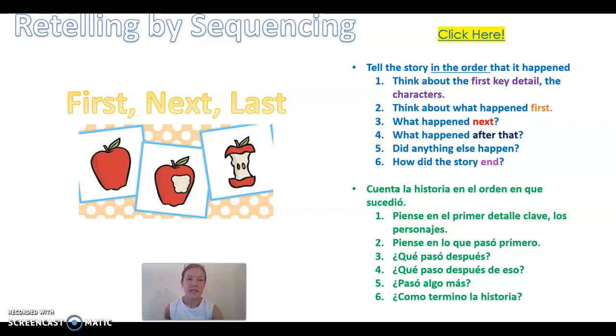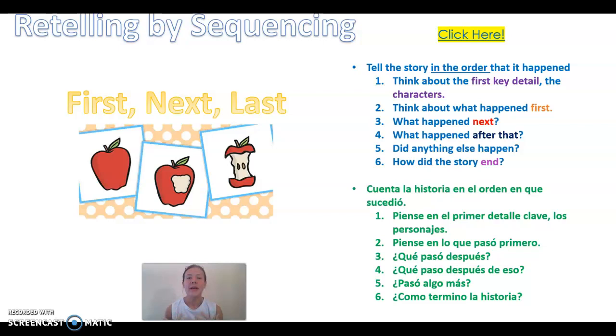And so the first thing that we do when we're thinking about retelling is we think about the first key detail, which is the characters. We did this yesterday, so you guys are already pros at it. I know. But the first key detail is going to be the characters. This is the who in your story, who your story is about. This gets the story started. You're thinking about what those characters are about to do, what the illustrations are telling you about the characters, anything you know right at the beginning of the story.